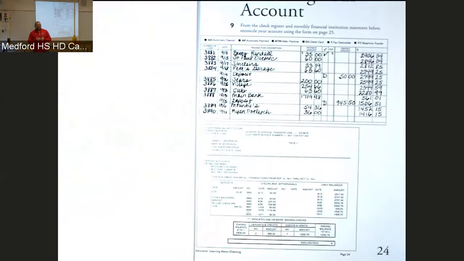Either we can make a mistake, which is possible, or it is possible, though not likely, that the bank could make a mistake someplace. So I think it's a good idea that you do this once a month as a way just to make sure that everything is in check.